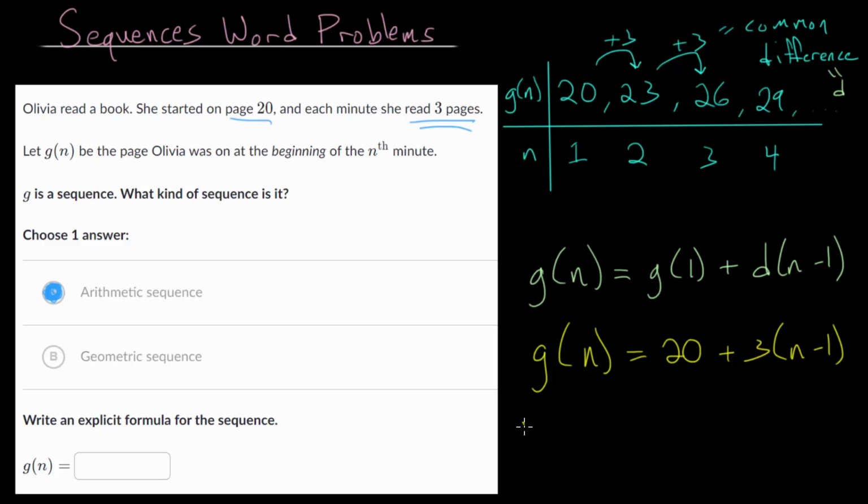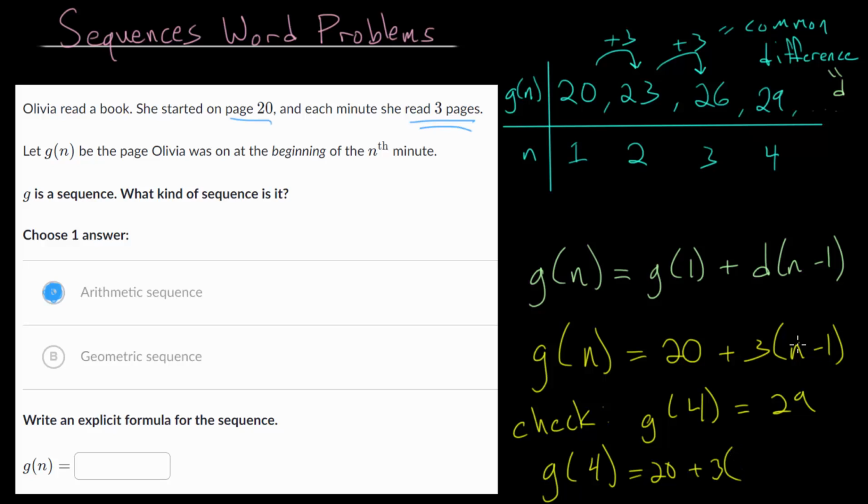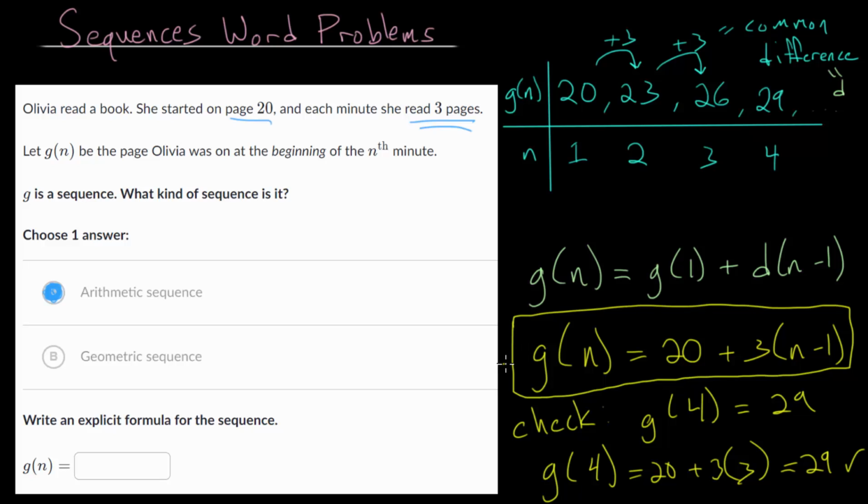And we can check this. We can test that this works correctly since, let's say we know the fourth term, G of 4, that should be 29. So if we plug that into our formula here, G of 4 would be 20 plus 3 multiplied by 4 minus 1, which is just 3. So this is 20 plus 9, which is 29. So we got what we expected, which means we can feel confident that this is the correct explicit formula. So this will go into our box right here.